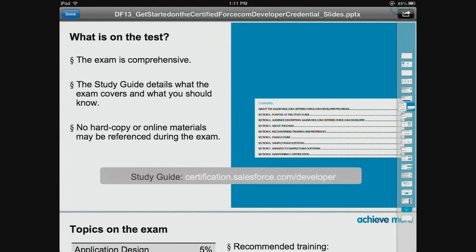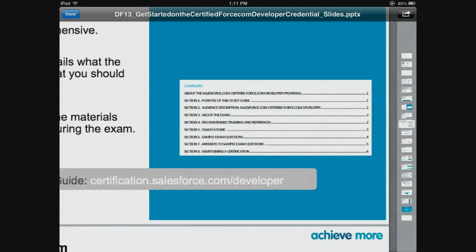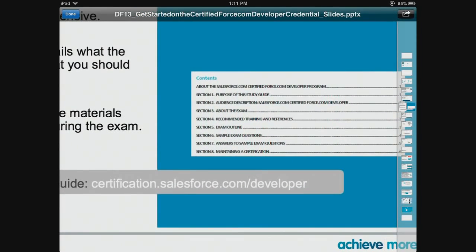So it is comprehensive. Now that's why we have a study guide, and the study guide has a chart. This is the table of contents of the study guide. It shows what's in it. It's only about, I don't know, 8 or 10 pages long. So, you know, there's some overview and purpose, et cetera. You can go download this at any time.